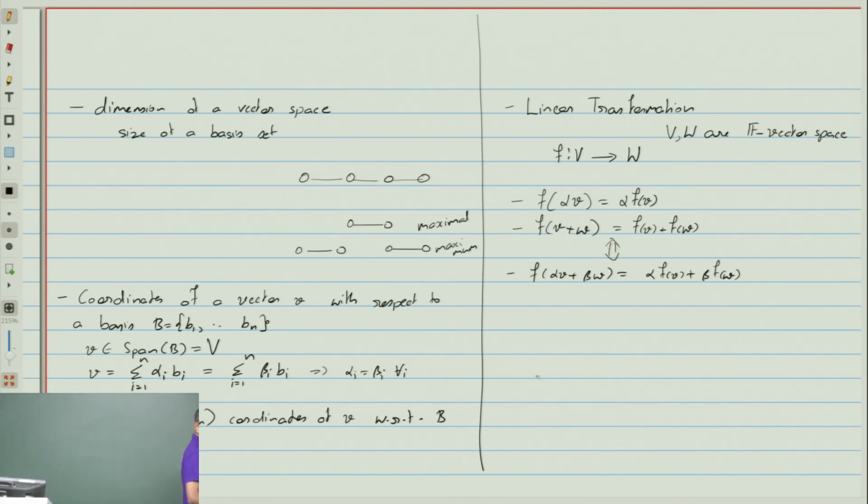So, a linear transformation is a function between two vector spaces which plays nice with the scalar multiplication and addition of the vector space. You can do it before or after, it does not matter, applying the function. Okay. So, we know what a linear transformation is.